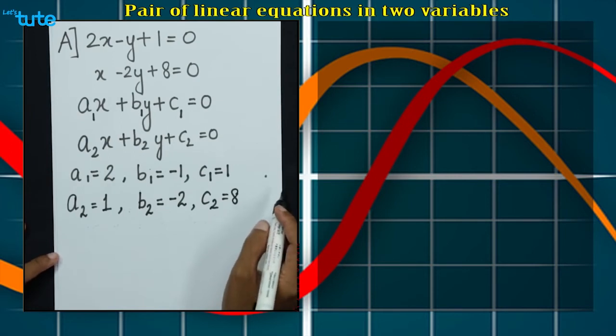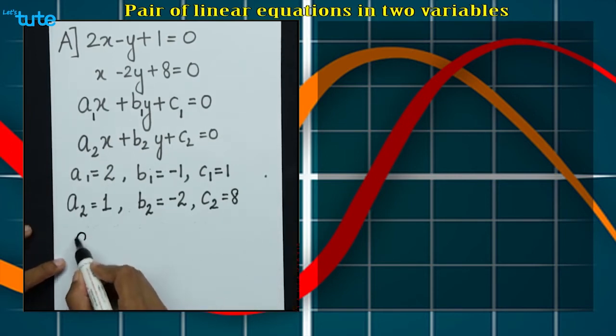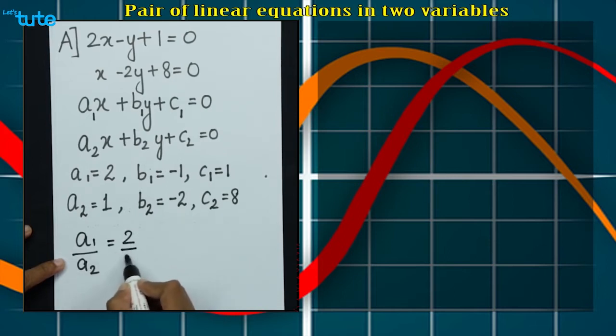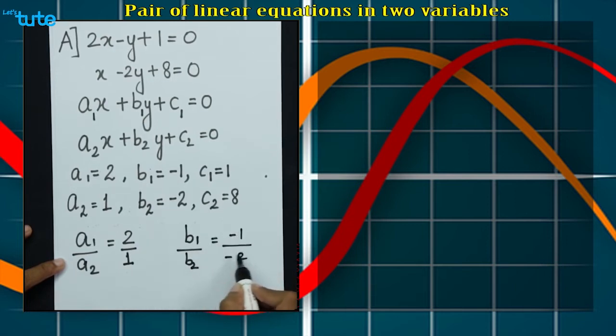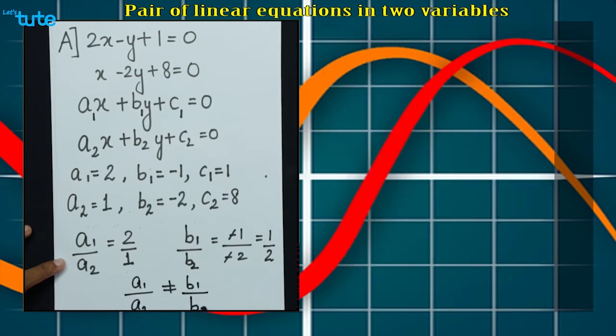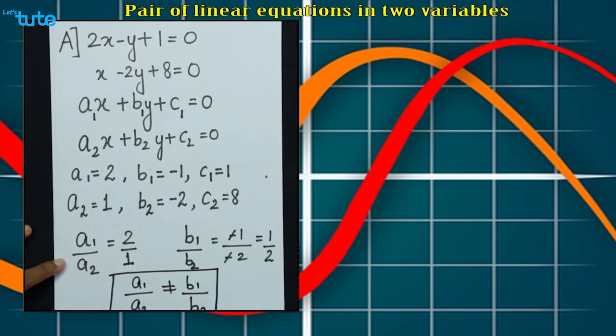Let us look at the ratios of these values which we have obtained. If I check a1 upon a2, I would obtain 2 upon 1. Whereas if I check b1 upon b2, I obtain minus 1 upon minus 2. If the minus signs get cancelled, this is equal to 1 upon 2. On observing, I find that a1 upon a2 is not equal to b1 upon b2. This is exactly what we get if I take any set of equations which give me unique solutions.